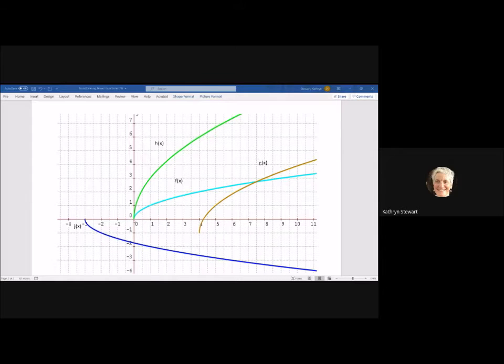Let's see if that's borne out. When I went over 4 in the original, I went up 2. Now in my h of x, when I went over 4, instead of going up 2, I went up to 6. Sure, my y was 2 and now it's 6. So I'm quite certain that the y value would be multiplied by 3. All right, let's see what this looks like then.